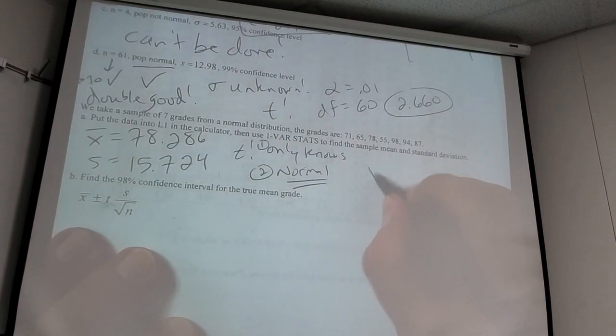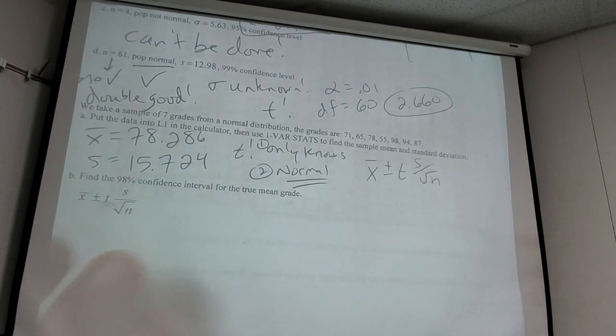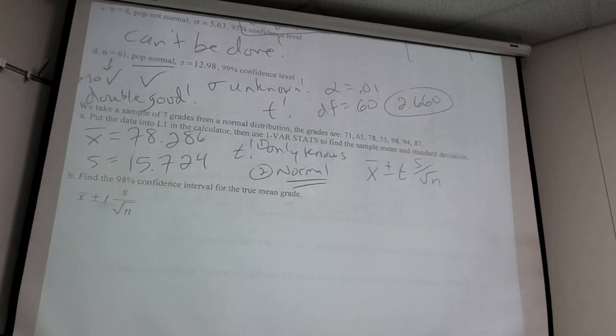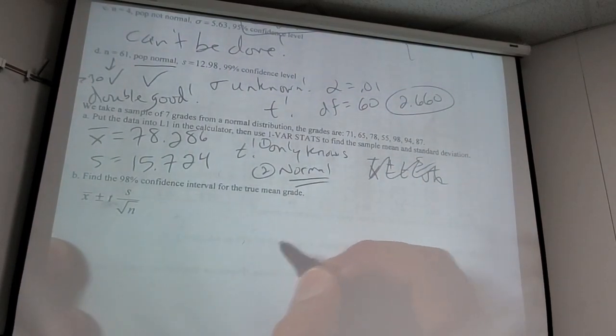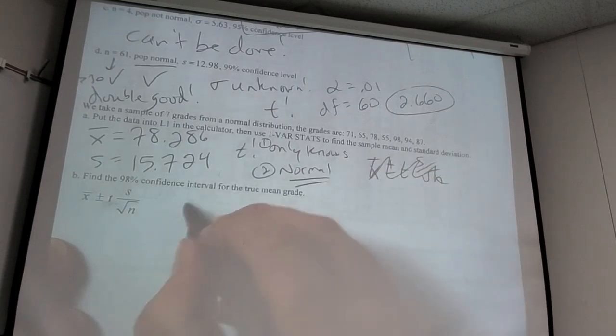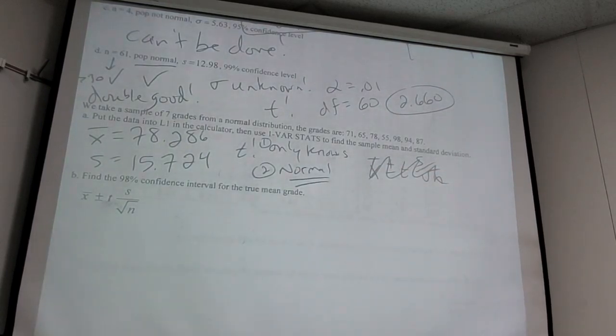So now we have everything we need. If you haven't done it yet, go ahead and try to calculate the confidence interval, and I'll catch up with you in a minute. Oh, that's for part B. Well, we don't quite have everything. You have to look up the T-score, but that'll be part of what you do.